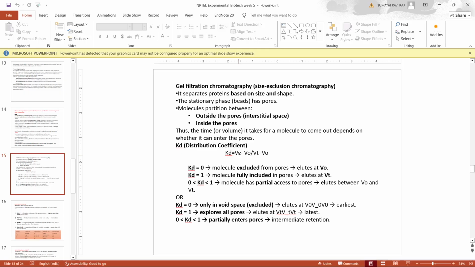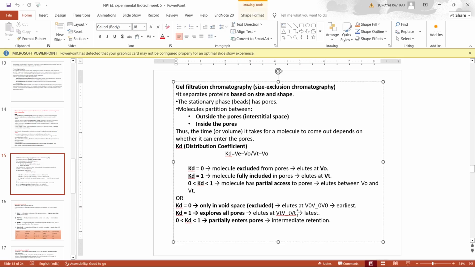Okay, ma'am. I don't know whether it's a blunder. How do we know that, ma'am? All the proteins have come out of the column at the end of the process. How will we know that? You have to check your volume. You can do anything.